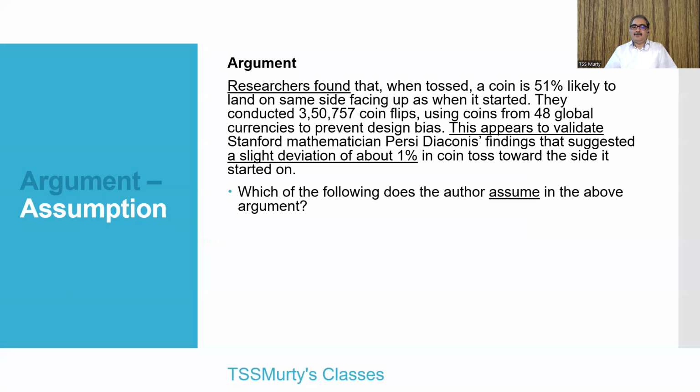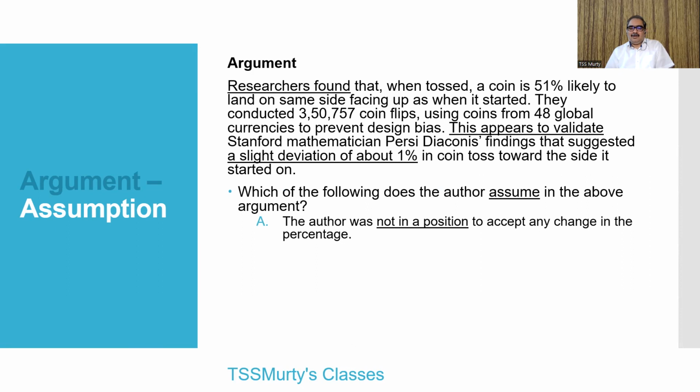Researchers found, according to the author, that there is a deviation of about 1% while tossing a coin. The one which is shown up obviously has more preference as it shows us. Then this appears to validate even the Stanford mathematicians' findings. So he more or less comes to a kind of conclusion that there is a 1% deviation. What is a possible assumption which leads to this kind of possible conclusion? Let's look at the given choices.